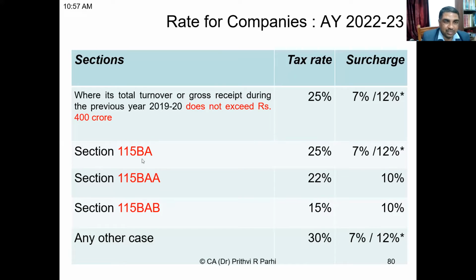Okay, friends, and this 115BA, 115BAA, 115BAB, these are optional. A company may pay tax at the normal rate, but if you want, you can exercise this option. Certain deductions will not be allowed. Income has to be computed in a different manner. And on that income, this concessional tax rate should be applied. Okay, friends? Yes, sir. Okay, right.